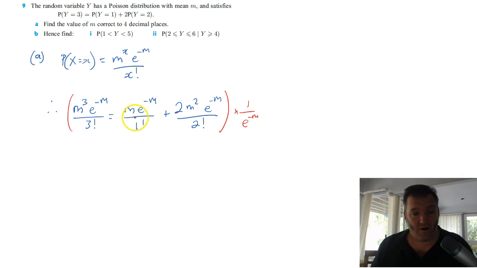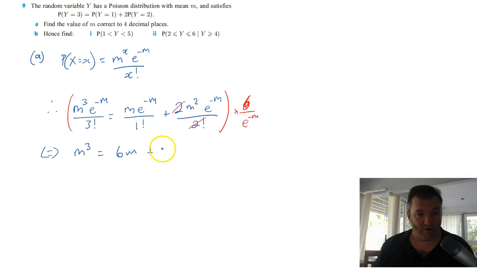Same thing. Alright, what about our denominators? This one's over 6, this one's over 1, and here I've got 2 factorial too, so they're going to cancel anyway. So really I've just got a factor of 6 in the denominator there. I'm going to multiply the whole lot by 6. That's going to get rid of my denominators all at once as well. So, what do I end up with then? On the left-hand side, I've just got m cubed, and I've got 6m plus 6m squared.